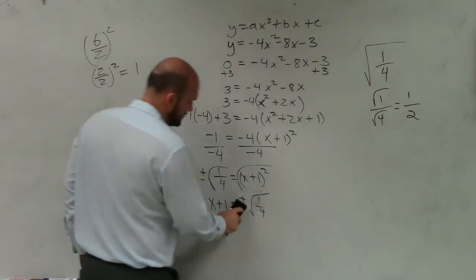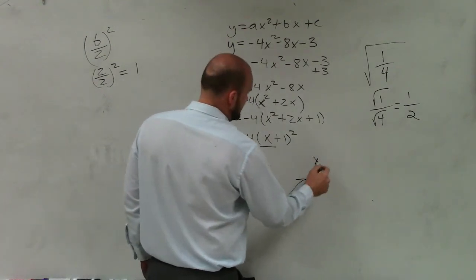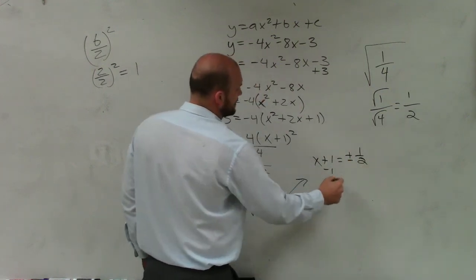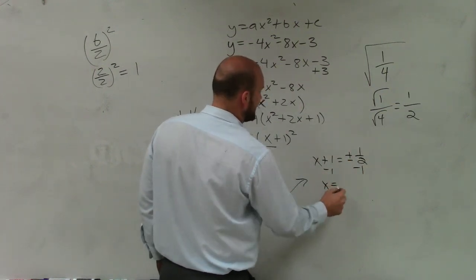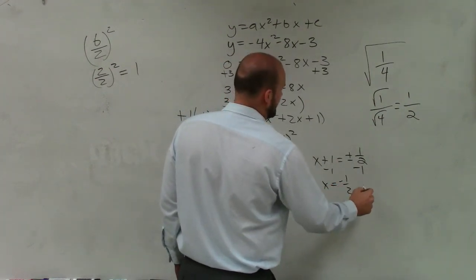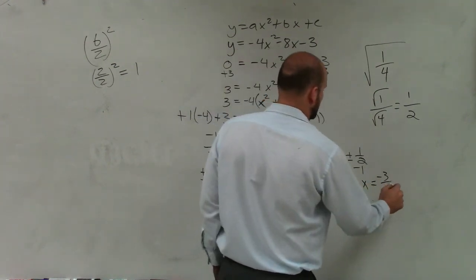So therefore, I'm going to rewrite this over here. I can say this is x plus 1 equals plus or minus 1/2. Now, I subtract 1, and therefore I have x equals 1/2 minus 1, which is negative 1/2, and x equals a negative 3/2.